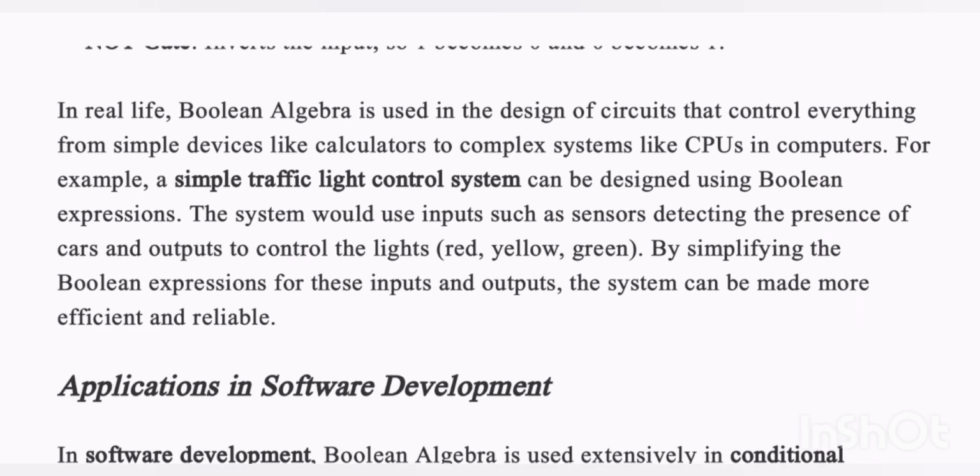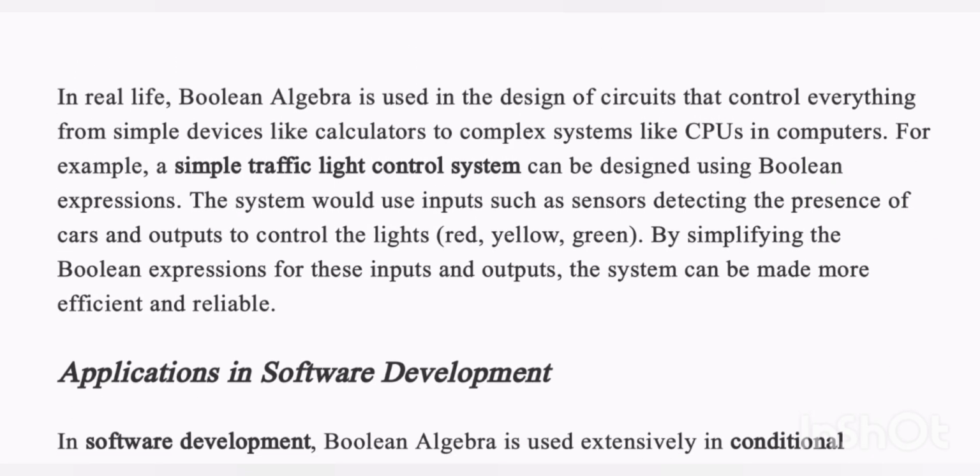In real life, Boolean algebra is used in the design of circuits that control everything from simple devices like calculators to complex systems like CPUs in computers. For example, a simple traffic light control system can be designed using Boolean expressions. The system would use inputs such as sensors detecting the presence of cars and outputs to control the lights: red, yellow, green. By simplifying the Boolean expressions for these inputs and outputs, the system can be made more efficient and reliable.